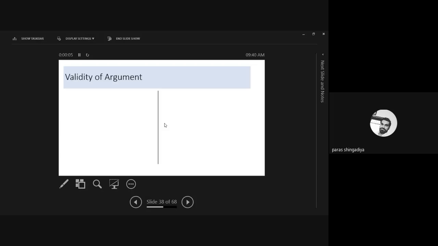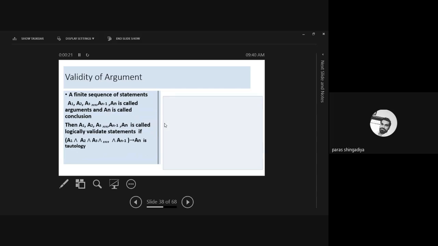Okay, so in the last lecture, we had discussed the validity of argument. This topic we had discussed, we have defined its formula, how we can check whether any argument is valid or not. Any sequence of arguments, valid or not. So it's simple to verify the validity.